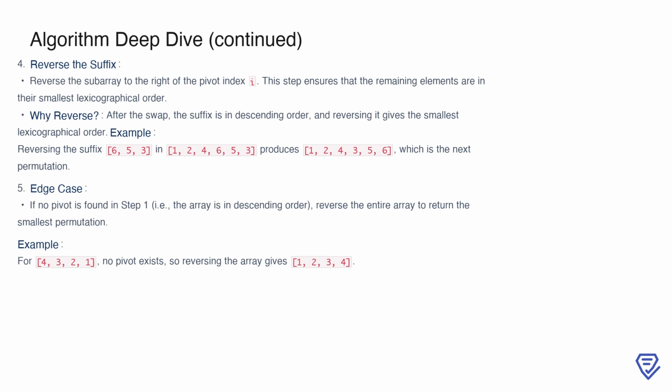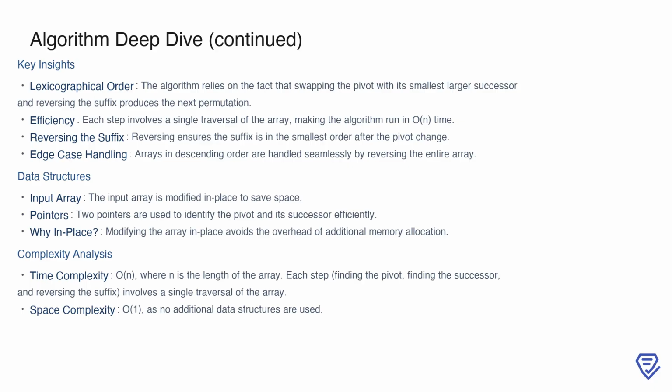Additionally, when no pivot is found, meaning the array is in descending order, we simply reverse the entire array. For instance, 4, 3, 2, 1 becomes 1, 2, 3, 4, which is the smallest permutation. The key insight behind this algorithm lies in leveraging the properties of lexicographical order. By swapping the pivot with the smallest larger successor and reversing the suffix, we ensure the next permutation is generated efficiently.